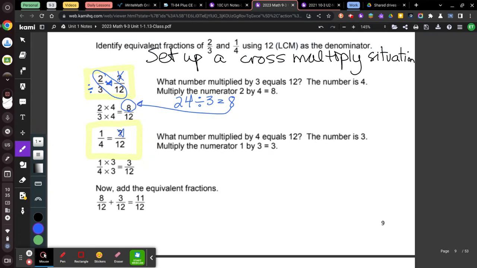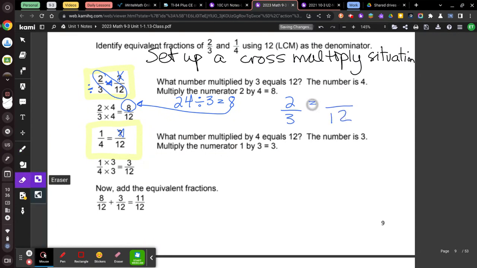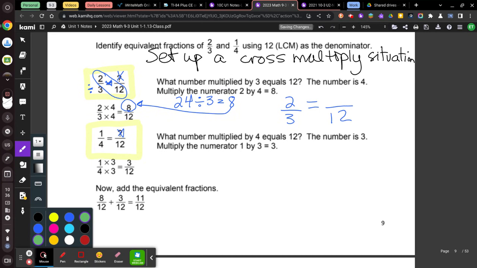Now, you could also think of it this way. You could go 2 over 3 equals something over 12. My equal sign always looks like a not equal. Okay, equals. So now what you do is you find out the missing number. You would say to yourself, okay, 3 times what gave me 12? And you try to find that out. So you would work backwards.